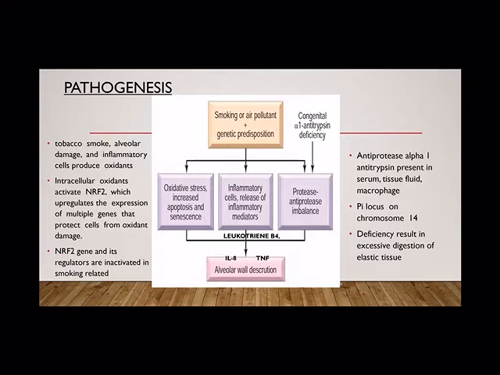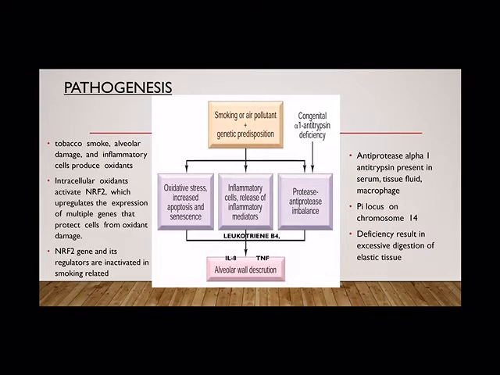Then coming on to pathogenesis. As the definition goes, it is an irreversible enlargement of the air spaces. For irreversible enlargement of the air spaces, all we need is the wall destruction. So our ultimate aim is to have the wall destruction. So how does the wall get destroyed? Basically, you have two things. One is your inflammation part, the other one is your protease antiprotease imbalance. So in the inflammation, basically what are the factors which can lead on to your emphysema?